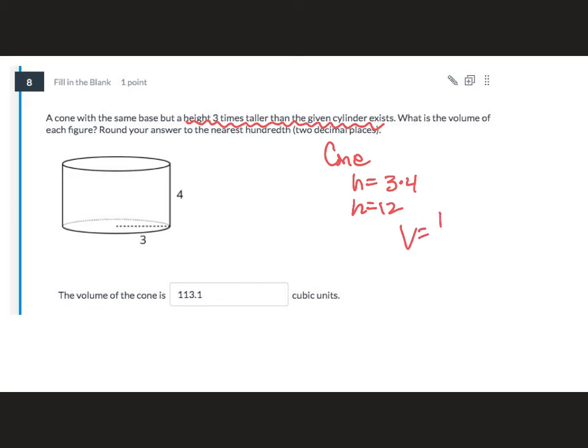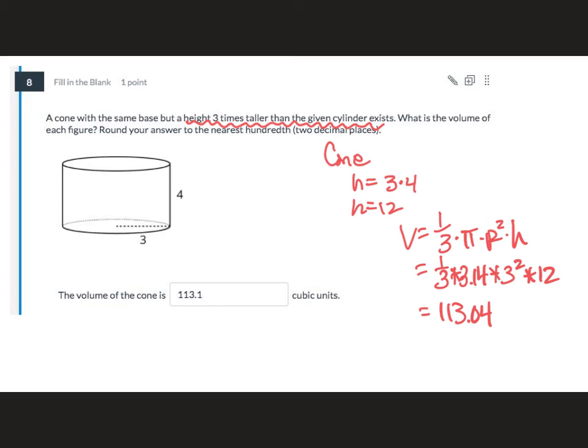Remember, our formula is going to be 1/3 times pi times radius squared times height. So we're going to have 1/3 times 3.14 times our radius is 3 squared, and then times height is 12. Okay? Put it in your calculator: 1/3 times 3.14 times 3 squared times 12. We're going to get 113.04. This is our answer if we used our 3.14 for pi.